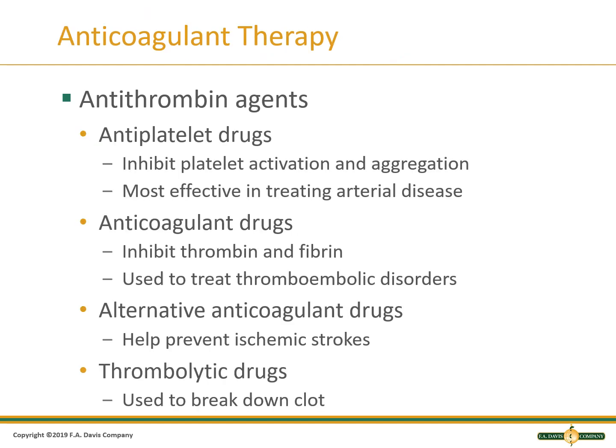There are different types of drug therapies that can be used. You have antiplatelet drugs, which inhibit platelet activation and aggregation. They are most effective in treating arterial disease. Anticoagulant drugs inhibit thrombin and fibrin and are used to treat thromboembolic disorders. There are alternate anticoagulant drugs that can be used to prevent ischemic strokes, which is when there is a clot in an artery that can block the blood flow to the brain. And there are thrombolytic drugs, which are used to break down a clot if the clot is already formed.